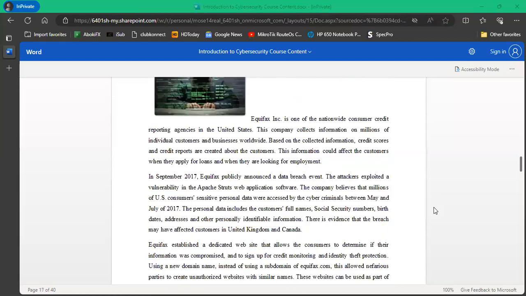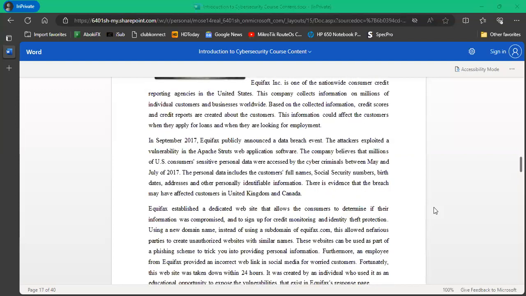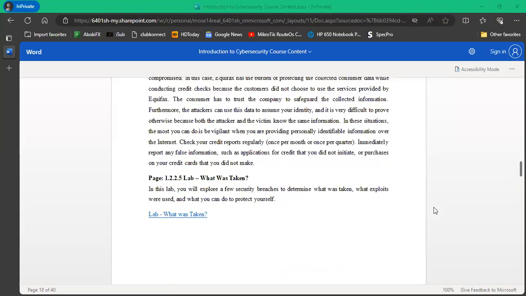So we can read up on the examples. We have three examples. We can read up on the example. Now, here, in this lab, what was taken? In this lab, we explore a few security breaches to determine what was taken, what exploits were used, and what you can do to protect yourself.